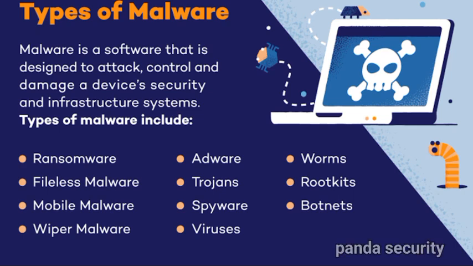While the internet contains more than 1 billion different pieces of malware, there are several common types to be aware of, and those include ransomware, spyware, adware, trojan, worm, and virus.